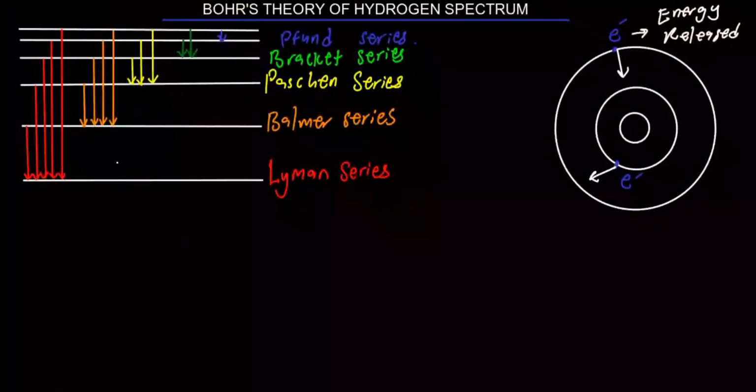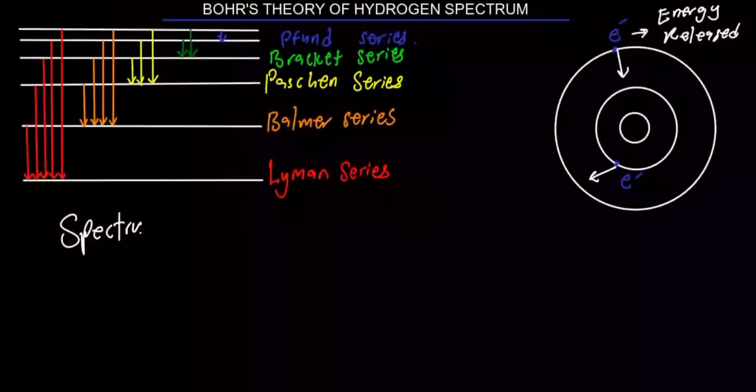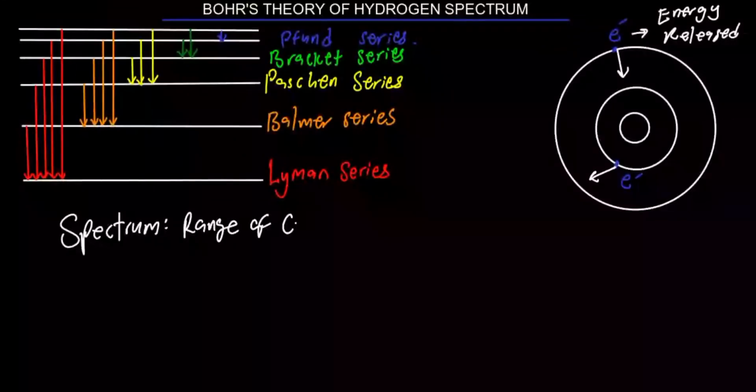All right, let's look at the hydrogen spectrum. Now, what do we mean by the word spectrum? What is the meaning of this word spectrum? Spectrum represents a range of colors of different wavelengths that are often produced when white light is split by a prism. That is what they represent, a range of colors when light is split by a prism.